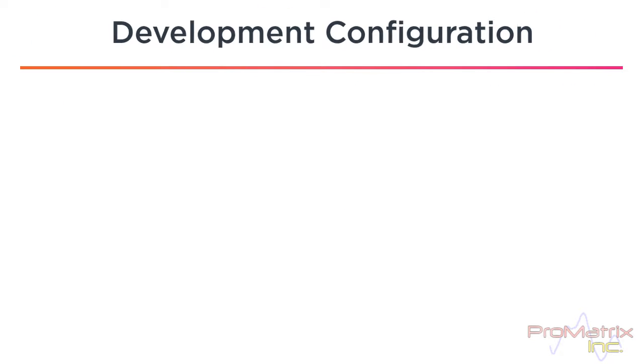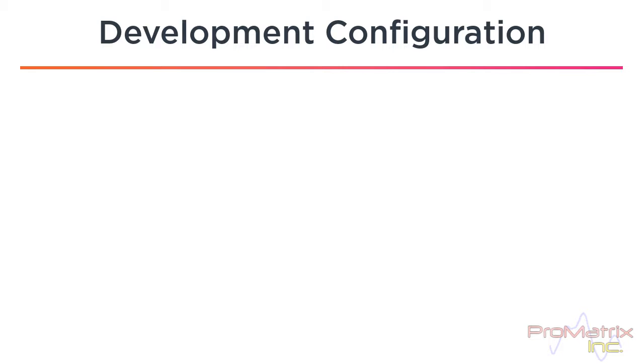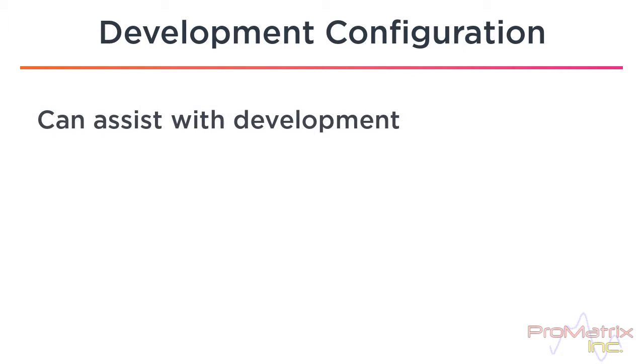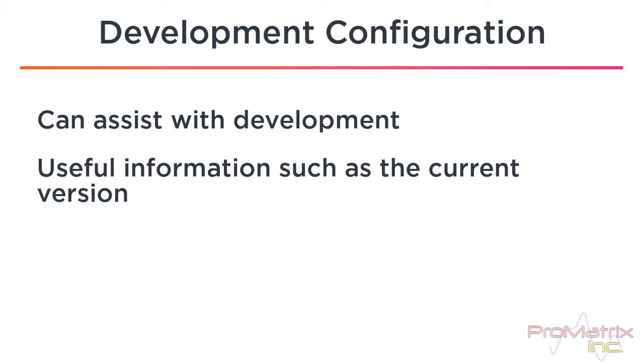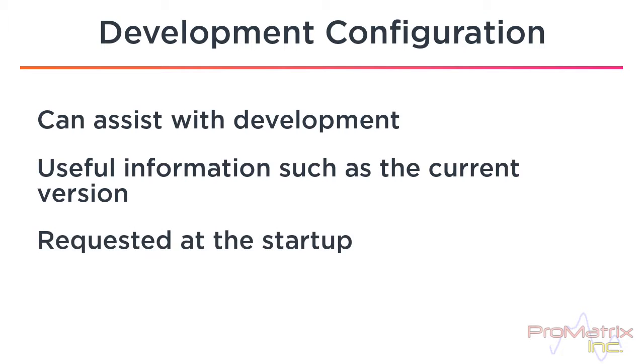The development configuration object can contain any parameters that you want to pass to the client. These parameters can assist with development or just be useful information, such as the current version number of the running application. This object is requested at the startup of the application.